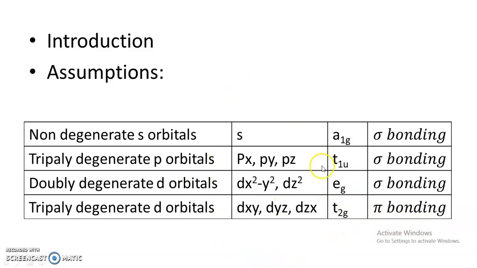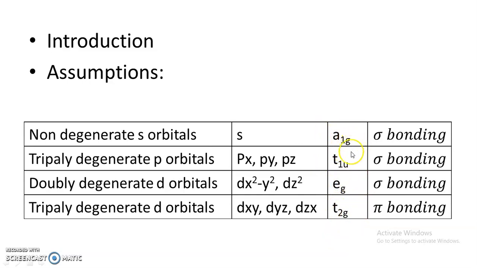So these are the metal ion orbitals, 9 orbitals, 1s, 3p and 5d orbitals. Altogether 9 orbitals come from the metal ion. Now here g stands for gerade and u stands for ungerade. T is triply degenerate, E is doubly degenerate. Okay, so these are the symmetry symbols: A1g, T1u, Eg and T2g.